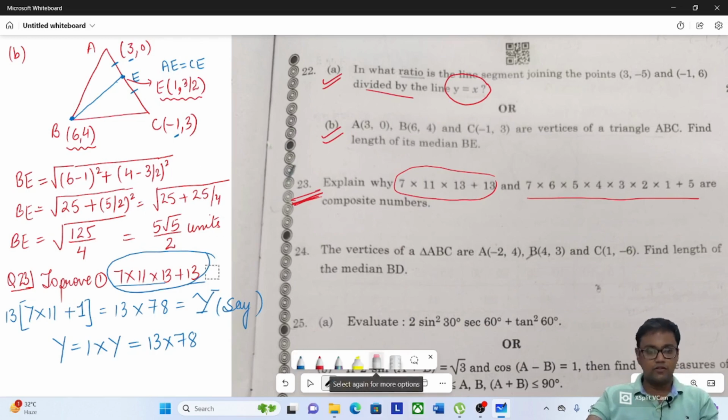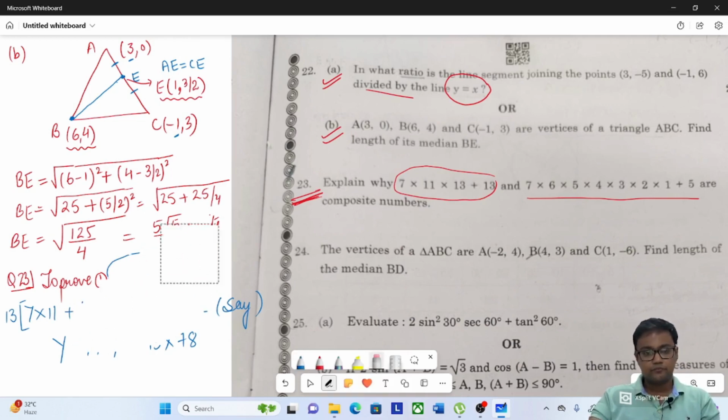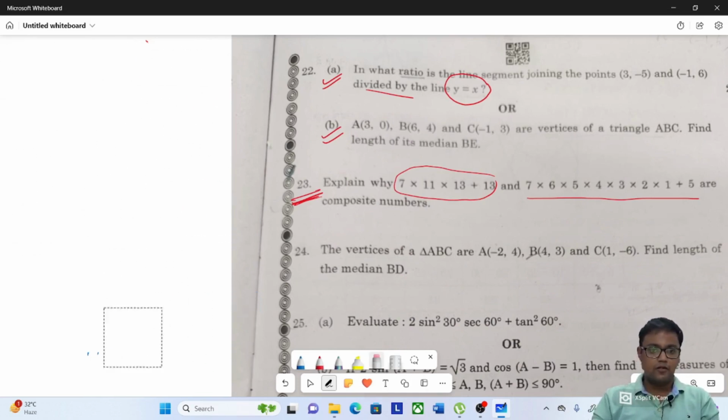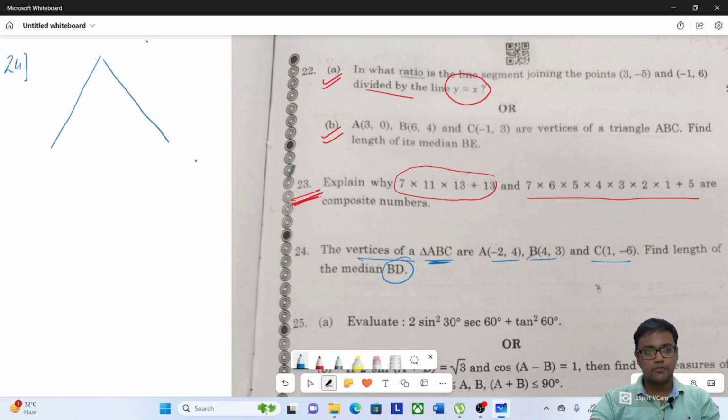Let us move towards the 24th question. And if you see, children, 24 is the replica of the choice given to you in the 22nd question. The vertices of triangle ABC are this, this and that. Find the length of the median BD. So the 24th question should look something like this.